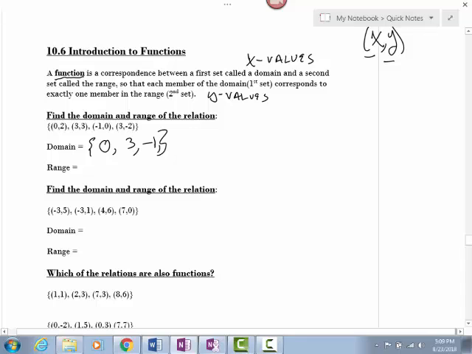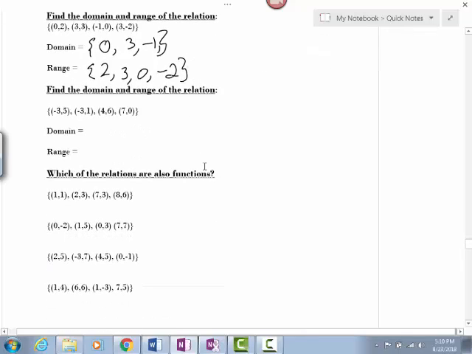All right. Now we have something called the range. The range is the set of the y values. So let's write the set of the y values. So we have 2, we have 3, we have 0, and we have -2. Okay. All right. Now, same thing on the next problem here. Let's write the domain. So again, the domain is just going to be the x values. -3, I have it again, I don't need to write it down. 4 and 7. And again, the range is just 5, 1, 6, and 0.